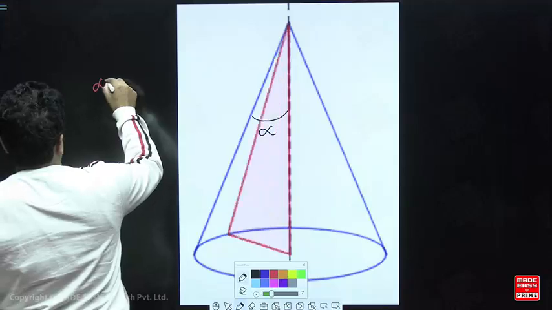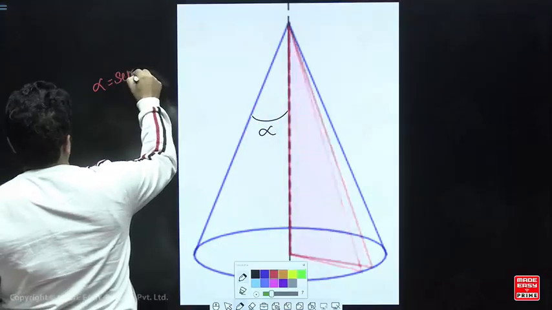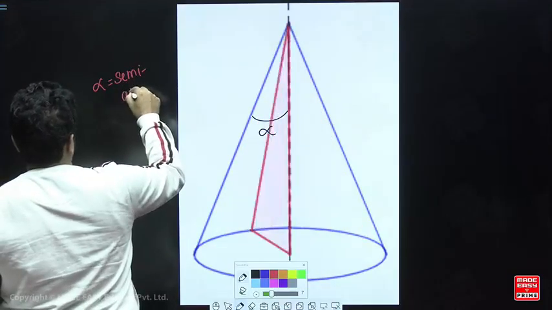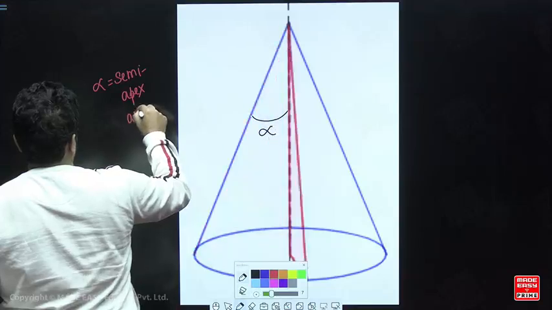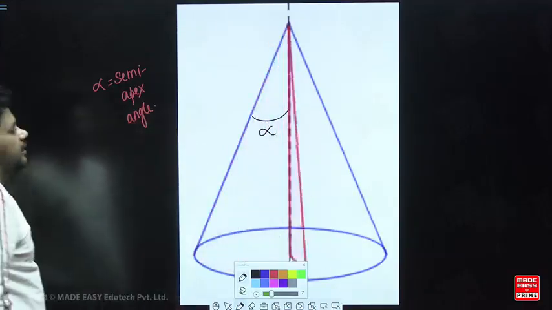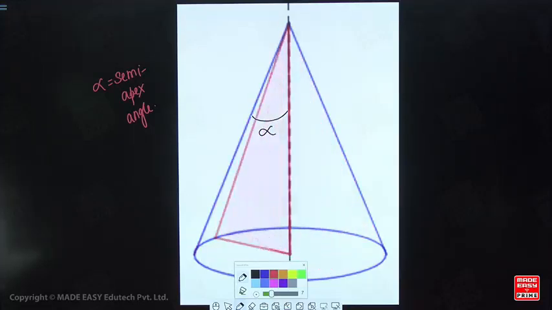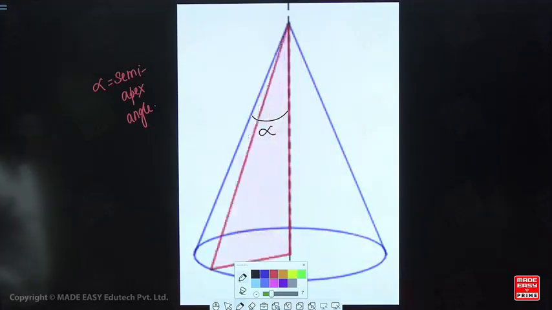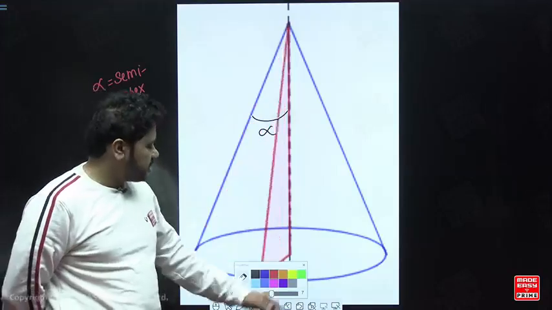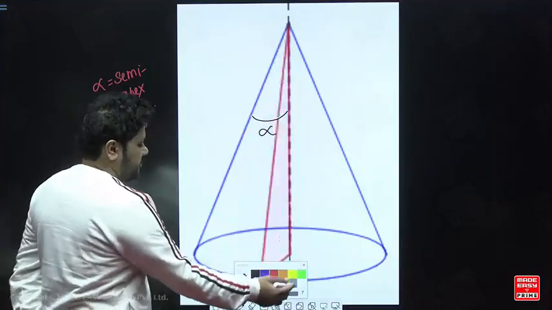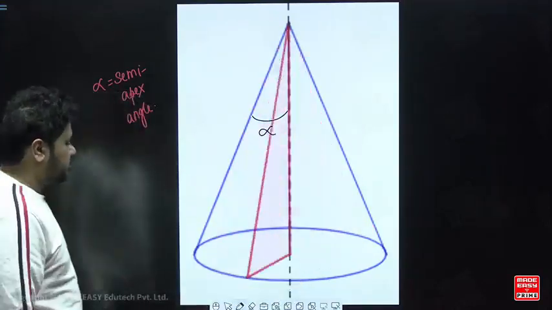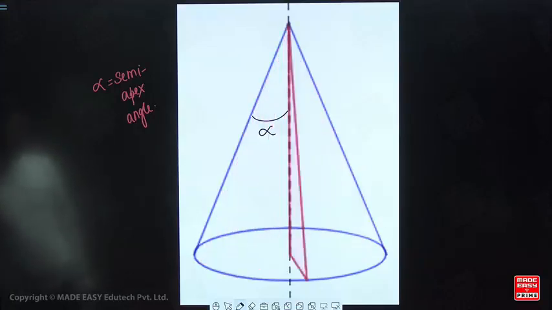So what is this alpha? Alpha is your semi-apex angle, isn't it? Now what I am going to do is cut this cone at various angles, and I will show you what shapes we are going to obtain. Such a section is called a conic section, right? You can see that the hypotenuse is constantly rotating at a certain speed. So this is called a conic section. This is how the cone is formed.